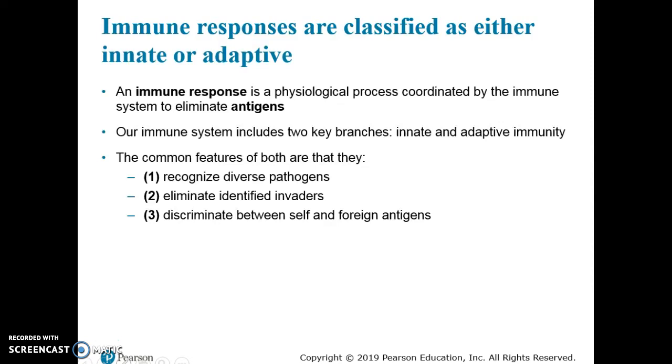Alright, the immune system has two key branches, so to speak, the innate and then the adaptive immunity. These systems are quite different. However, common features are that they both recognize a diverse number of pathogens, and then they're going to try to eliminate those identified invaders. And hopefully, both systems are able to discriminate between self and foreign antigens.